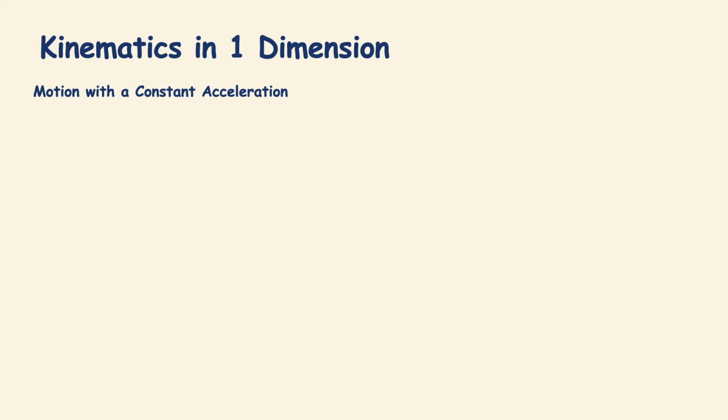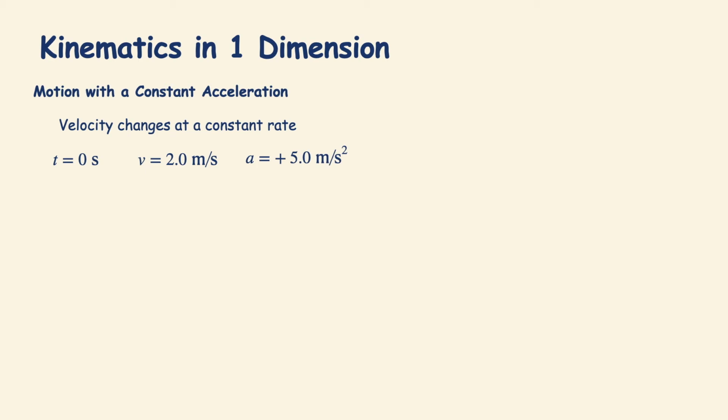Whenever we look at objects, very frequently we will have a situation for which the object is moving with a constant acceleration. In other words, the velocity will be changing at a constant pace or a constant rate. To illustrate that, let's start with time equals 0 seconds, and at that instant, let's say the velocity of an object is 2.0 meters per second, and that object has an acceleration of plus 5.0 meters per second squared. In other words, the velocity of the object will be increasing by 5.0 meters per second every second.